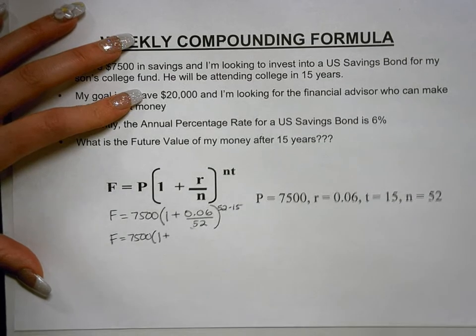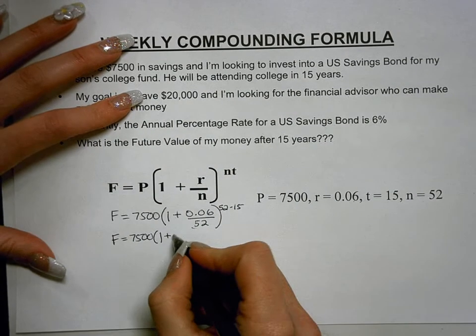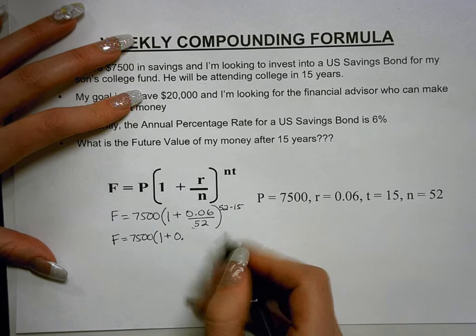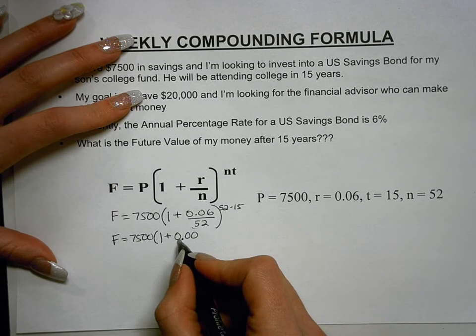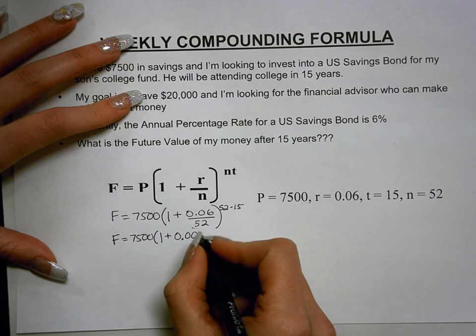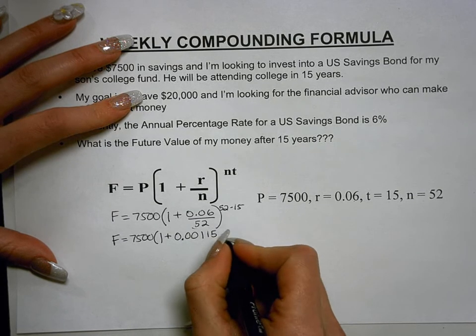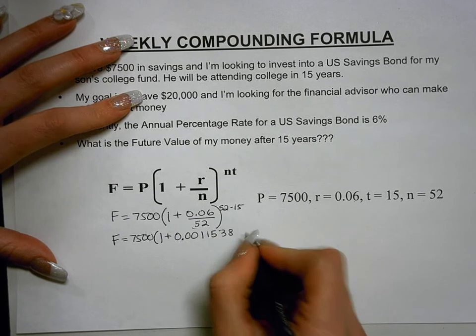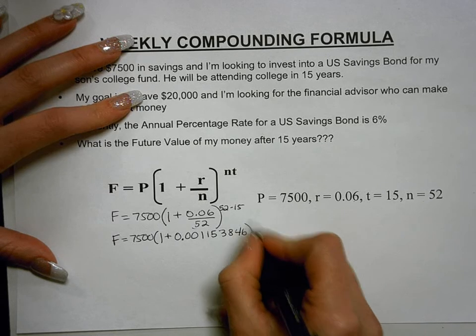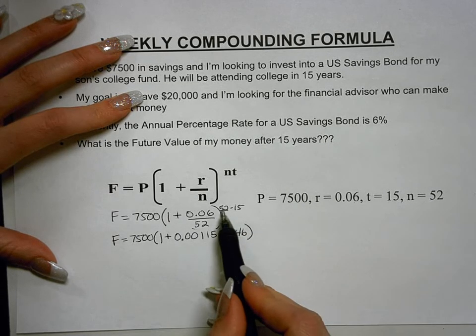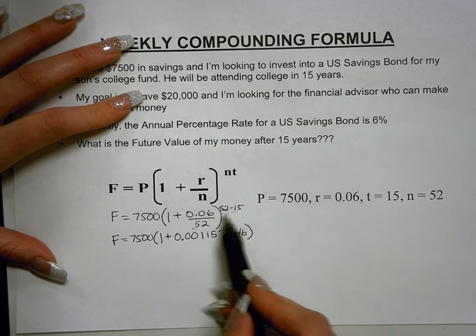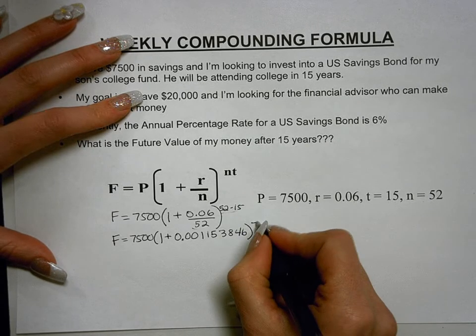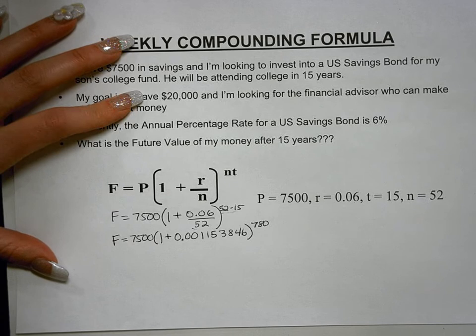Now when I put that into my calculator, I get a really, really long decimal. And to ensure accuracy, you have to write out that really, really long decimal. So it actually ends up being 0.001153846. And that is all raised to the 52 times 15th power. And you can go ahead and do that multiplication at this time. 52 times 15 actually ends up being 780.